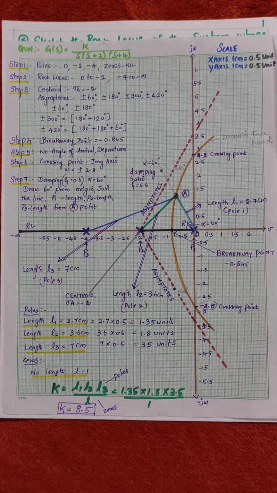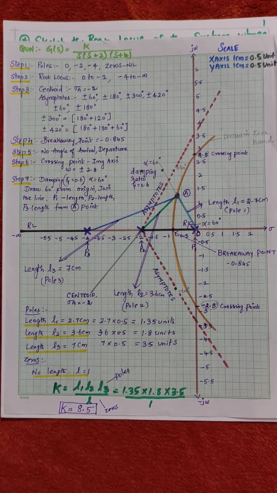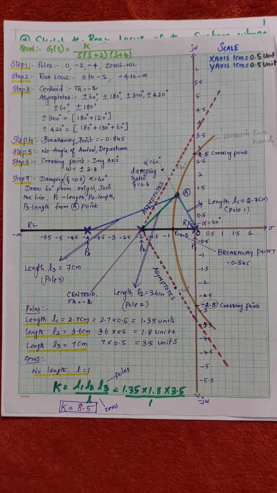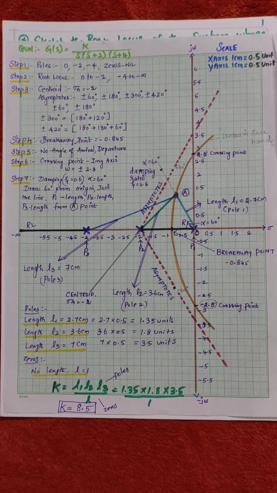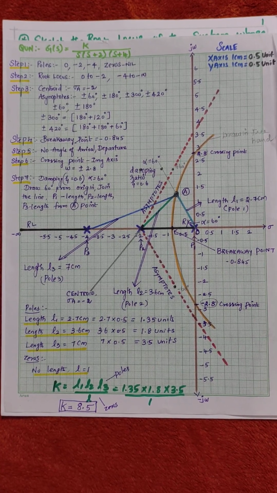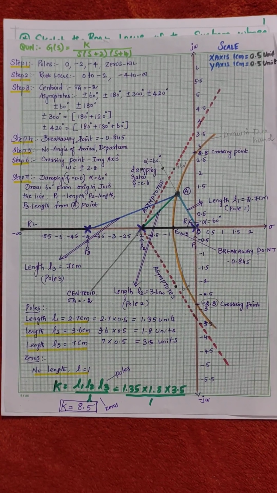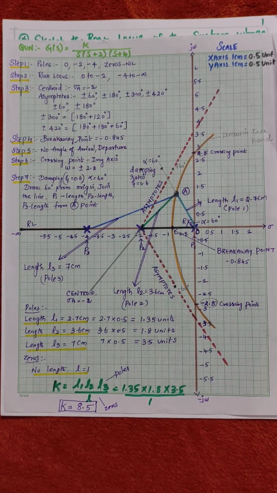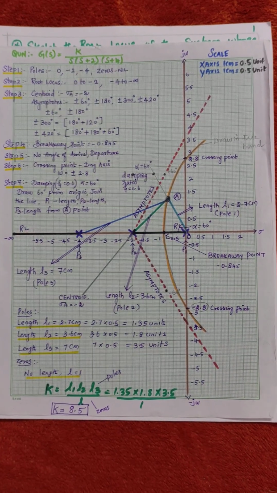Subject name is Control System. This is for second year ECE students, fourth semester. This is unit number 4. Concept is root locus. Very important problem from a semester point of view. How to solve this root locus problem?